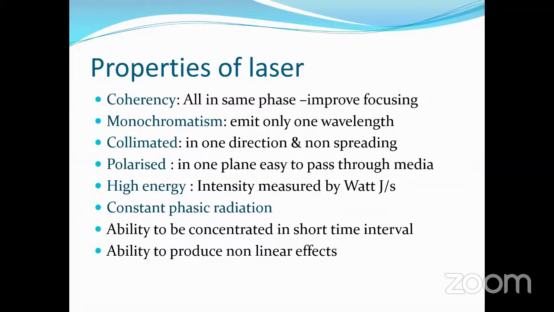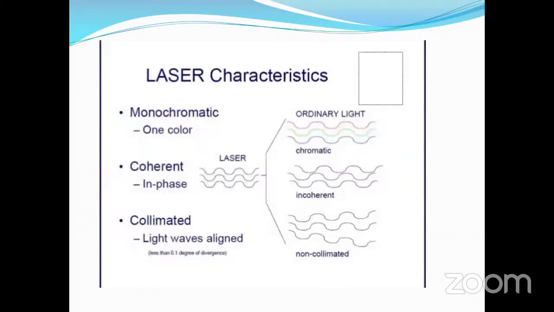What are the properties of laser? One is coherency, that is all in the same phase, which improves the focusing. Monochromatism, emitting only one wavelength of light. Collimated, in one direction and non-spreading. Polarized in one plane, easy to pass through media. High energy intensity, measured in watts, joules per second. Constant phasic radiation. Ability to be concentrated in a short time interval. Ability to produce non-linear effects. So these are the properties of laser.